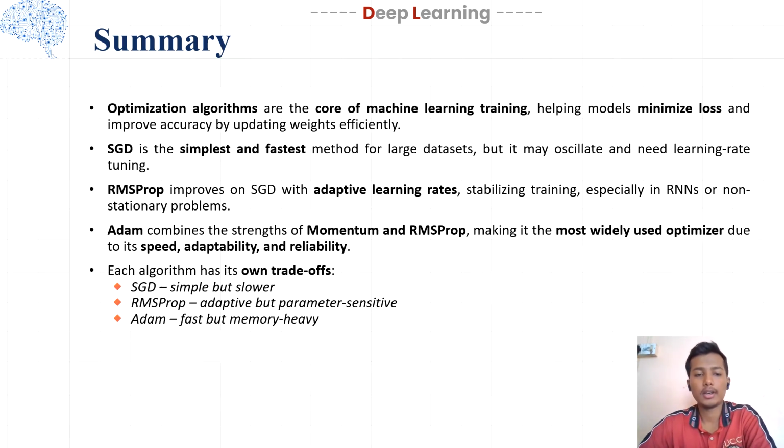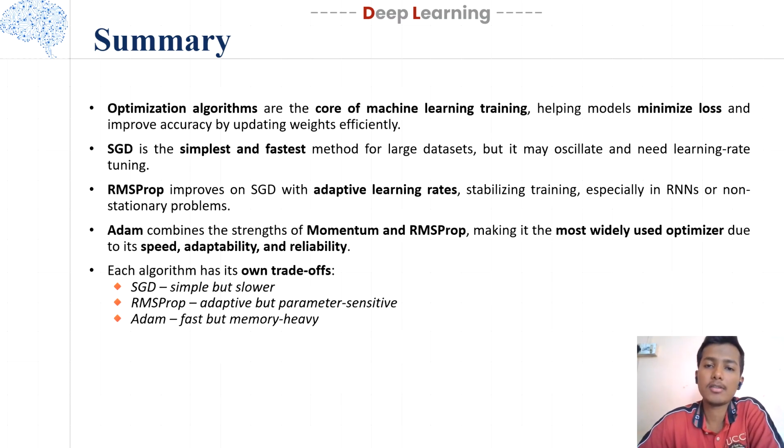So, concluding, optimization algorithms are the core of machine learning training, helping models minimize loss and improve accuracy by updating weights efficiently. SGD is the simplest and fastest method for large datasets, but it may oscillate and needs learning rate tuning. RMSprop improves on SGD with an adaptive learning rate, stabilizing training, especially in RNNs or non-stationary problems. Adam combines the strengths of momentum and RMSprop, making it the most widely used optimizer due to its speed, adaptability, and reliability.